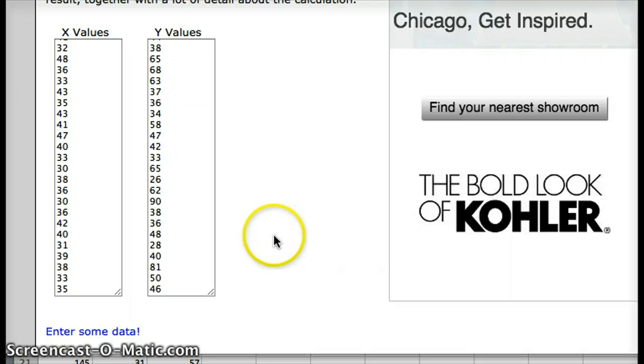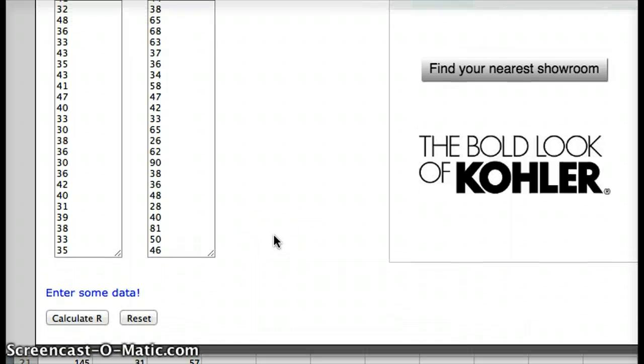So I've done that. I've collected the data from Excel. I've put it in. And now I am ready to go ahead and calculate R and see what sort of analysis this software gives me.